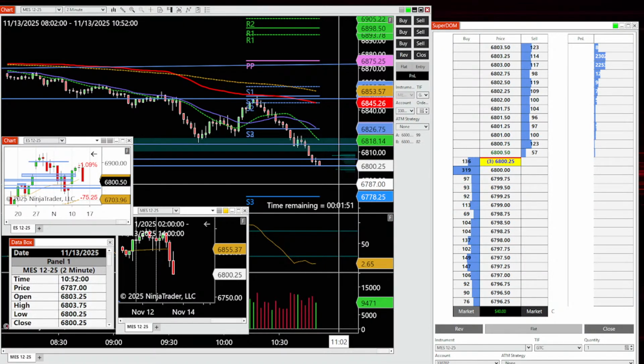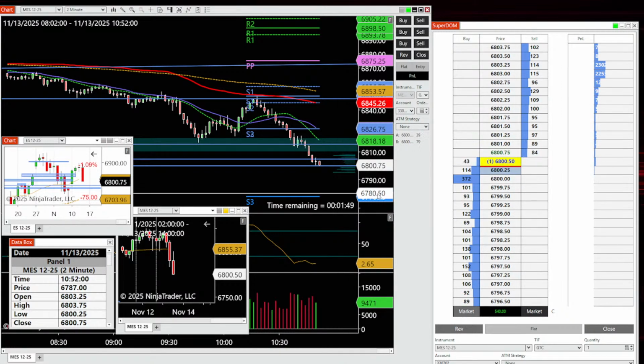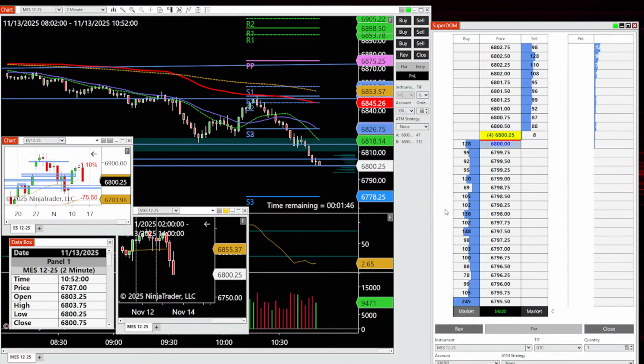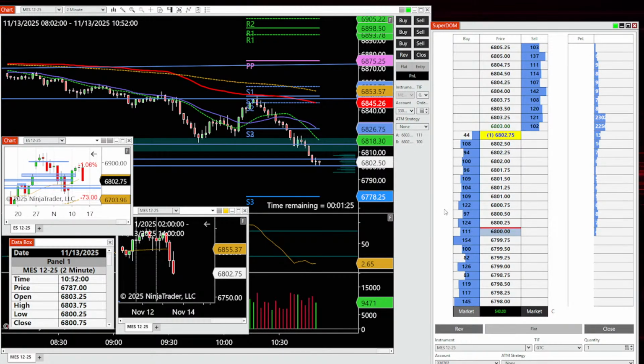All right, there goes, testing 68. Do we get a bounce off of 68? Come on. 68 is a psychological number. Do we get a bounce off of 68? Anybody buying here? Any orders here? There we go. Okay. A couple at 68. 2-point bounce.